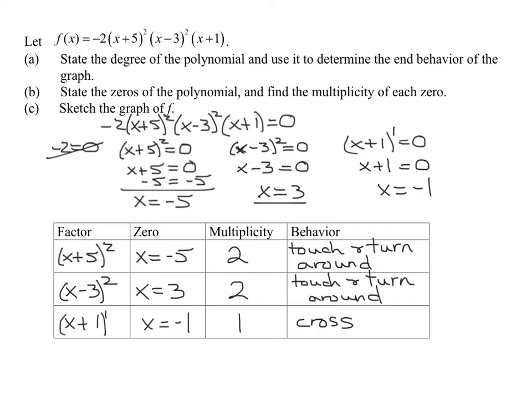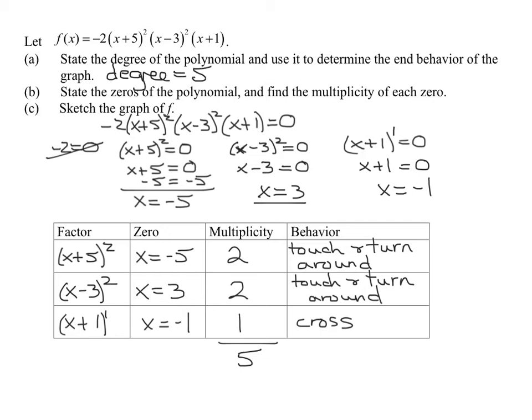So now we've found our zeros. We've found the multiplicity. And now the easiest way to find the degree is add the multiplicities up. What is 2 plus 2 plus 1? Well, 2 plus 2 is 4, plus 1 is 5. So the degree of this polynomial is going to equal 5. So we know we have a degree equals 5.